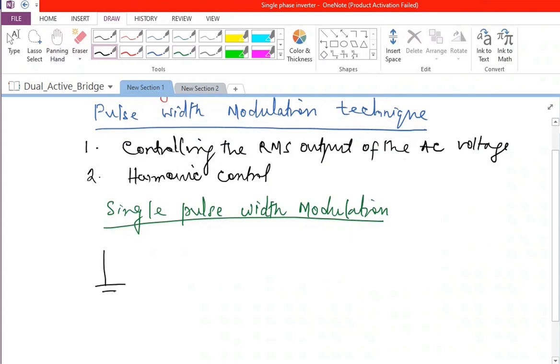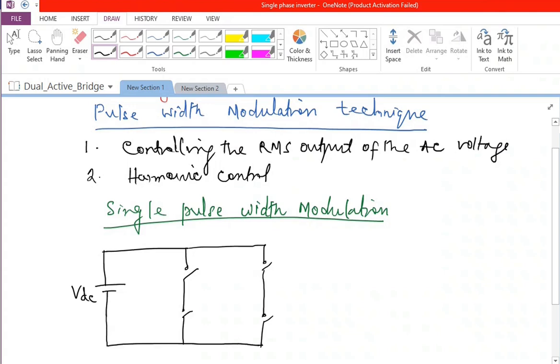So if we say this is the DC voltage, which is VDC, and we are going to have one switch here and one more switch here, and we have one switch here and one more switch here. So these are the four switches in the full bridge inverter, and we are having our load connected somewhat like this. So let me name the devices again. This is S1, this is S4, and this is going to be S2, and this is S3. And let me call this point as A and this point as B.